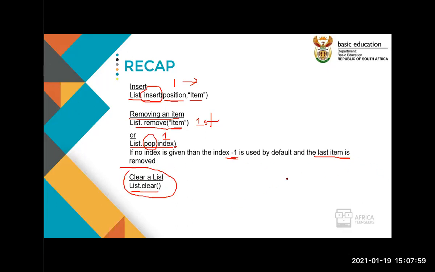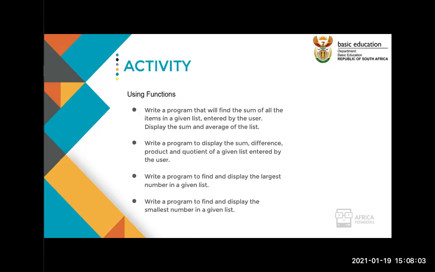After that, we went on to the activity, and the first activity was to write a program that will find the sum of all the items in a given list entered by the user. We did that one. And write a program to find and display the largest number in a given list. I did that one with y'all. I said these two over here were for you to try, and we'll answer them today.